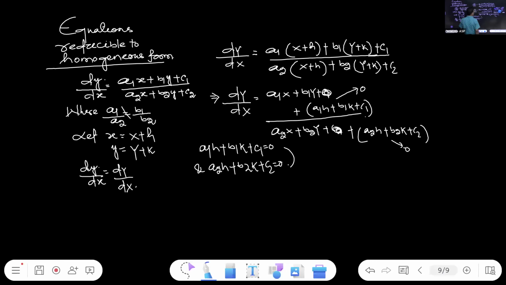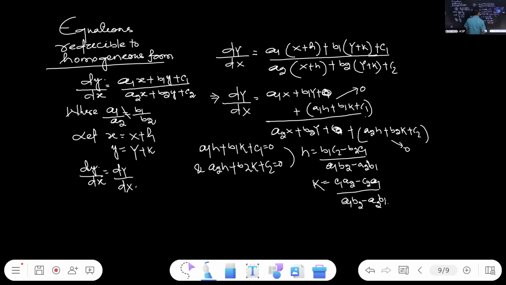On solving these two equations simultaneously by cross multiplication, h is equal to (B1C2 minus B2C1) upon (A1B2 minus A2B1), k is equal to (C1A2 minus C2A1) upon (A1B2 minus A2B1). Okay.